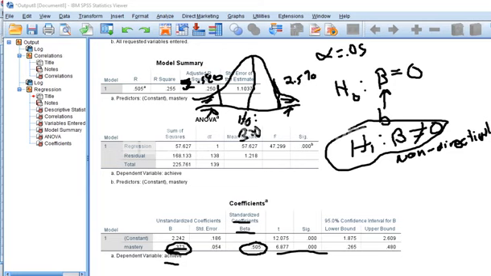Okay, so this p-value right here that is printed out in SPSS is for a two-tailed test. Now, we could also test a directional hypothesis, and there are two possibilities for a directional hypothesis. One is that the population regression coefficient is significantly greater than 0. That would be a directional hypothesis, and that would imply a one-tailed test.